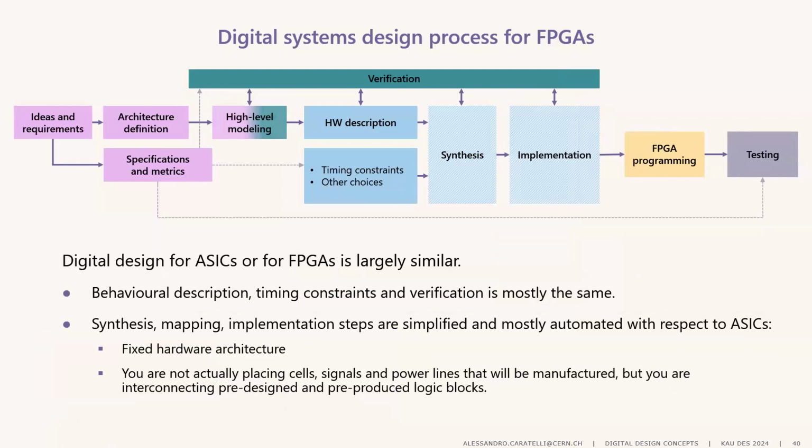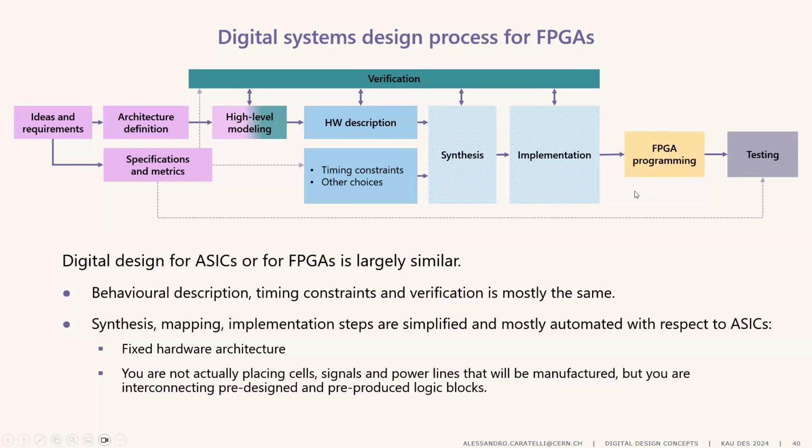The process for FPGA is not different. It's very similar, actually. Also here you will have ideas, requirements and architecture definition, and you will specify some metrics. And also there you do a hardware description, and you will need to write some timing constraints. You have a bit fewer choices to make in terms of technology because the hardware you're buying is fixed. And of course, the synthesis and implementation are more automated compared to the case of ASICs, because in this case you have a fixed hardware and you're not actually placing and routing cells, but you are connecting hardware which is pre-designed, if you want.